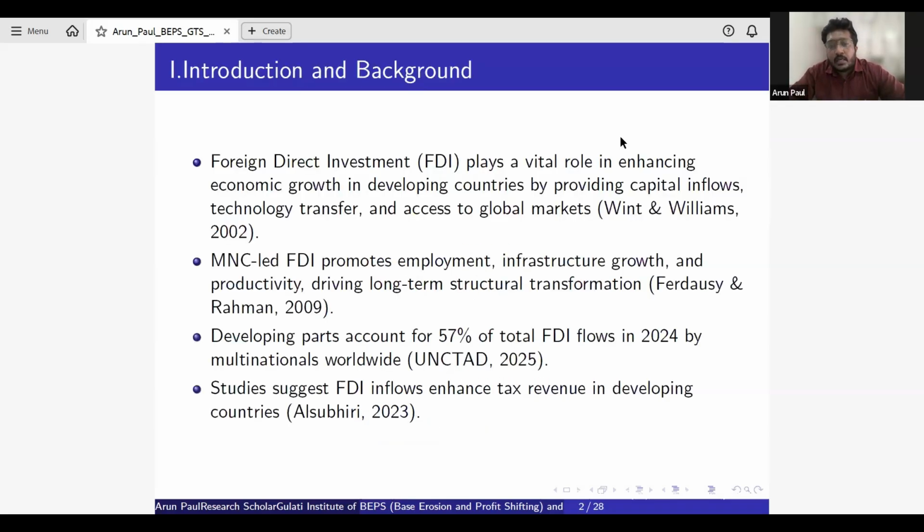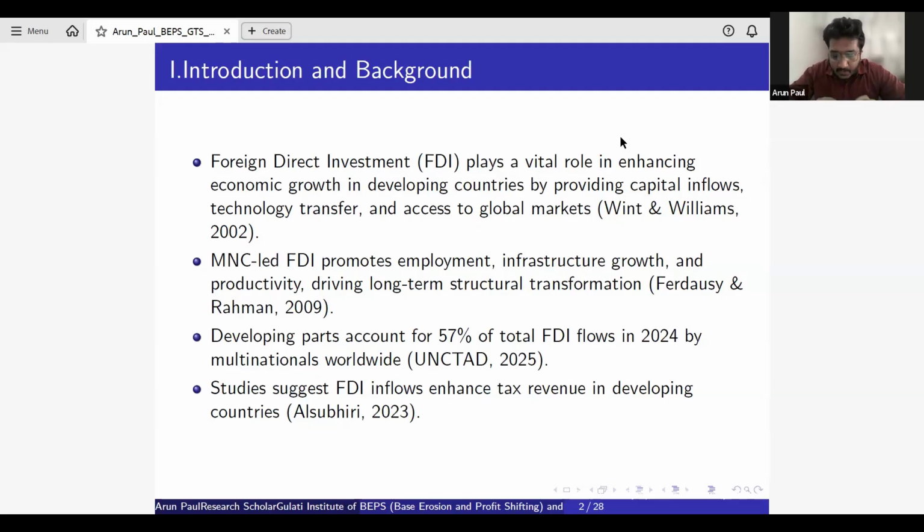As we all know, before globalization, that is before the 1990s, developing countries especially had a lot of protectionist policies to protect their domestic industries from foreign competition. But there was also a problem of low savings and low investment in these developing parts. So after the introduction of globalization and liberalization, many countries, especially lower and middle income countries, opened their economy for foreign capital, technology, and many other things.